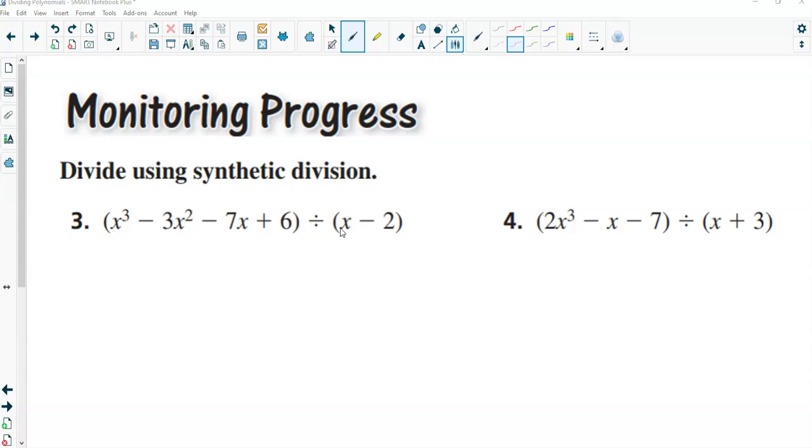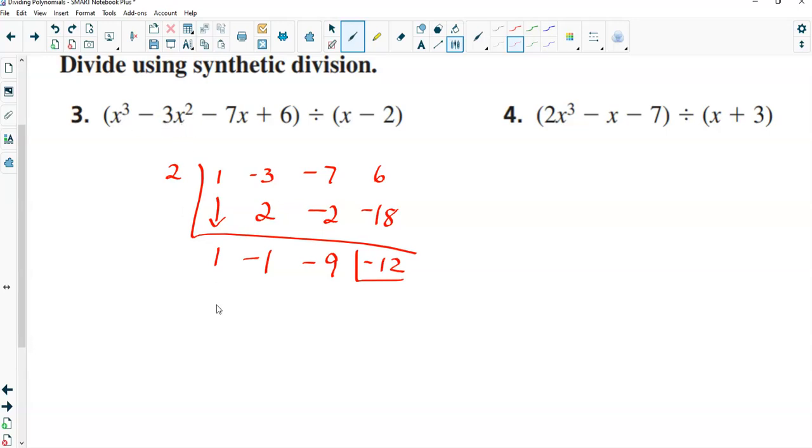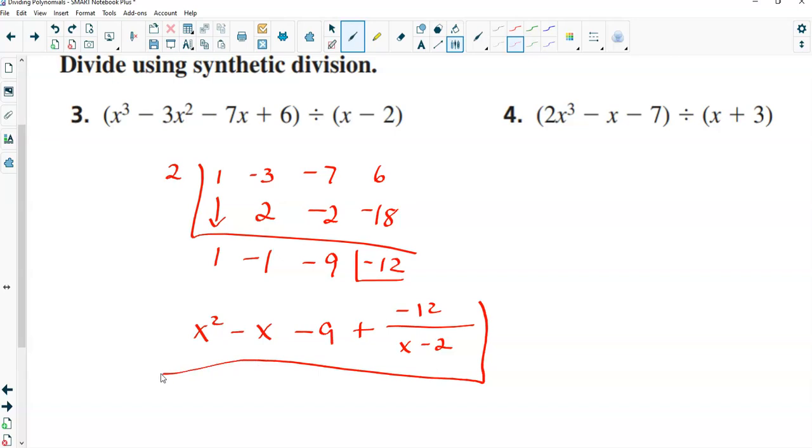Okay? So these two are for you. Try them. Stop the video, check them out, and see how you did. Here's how I'm going to do it. The powers are 3, 2, 1, 0, so everything is there. I write my coefficients, which are 1, negative 3, negative 7, and 6. Negative 2, so k is 2. Lower that one. 2 times 1 is 2, negative 1, then 2 times negative 1 is negative 2, negative 9. 2 times negative 9 is negative 18. Negative 18 and 6 is negative 12. There is your remainder. Remember to always start with one less, so that would be x squared minus x minus 9 plus negative 12 divided by x minus 2. Your answer.